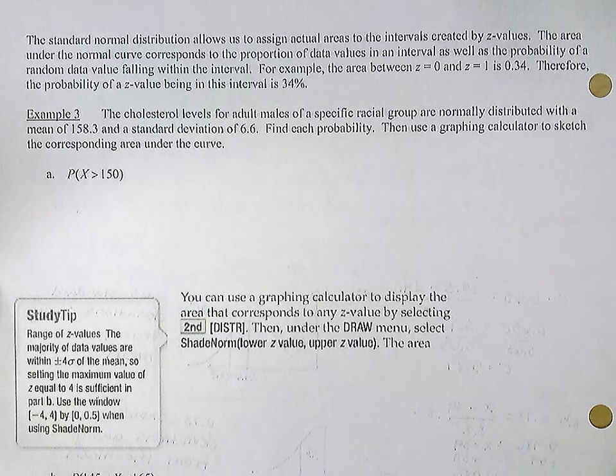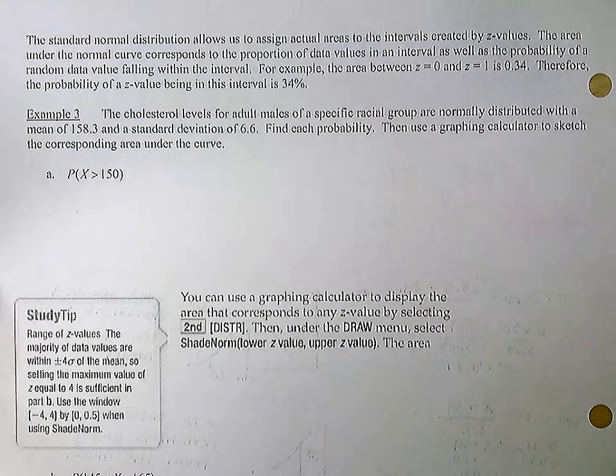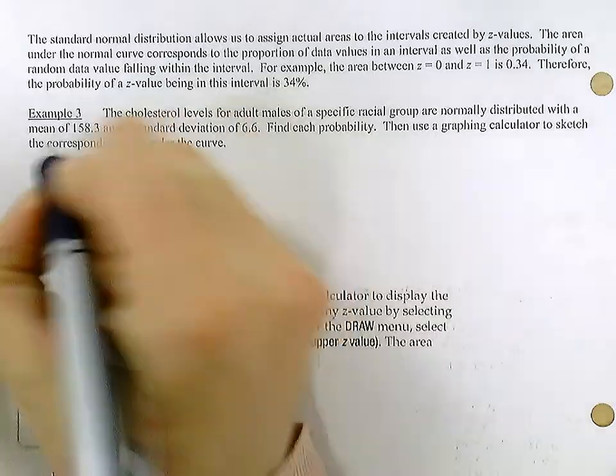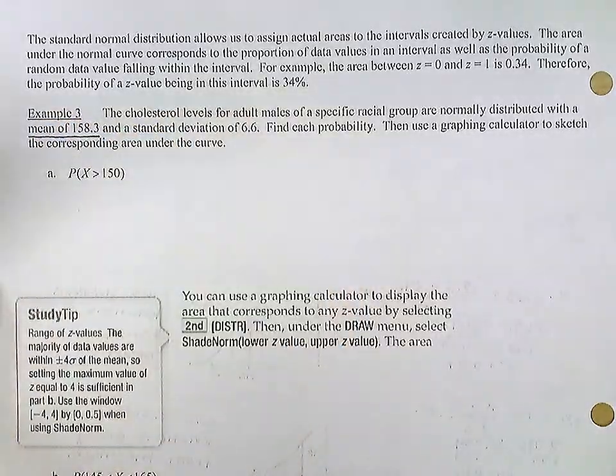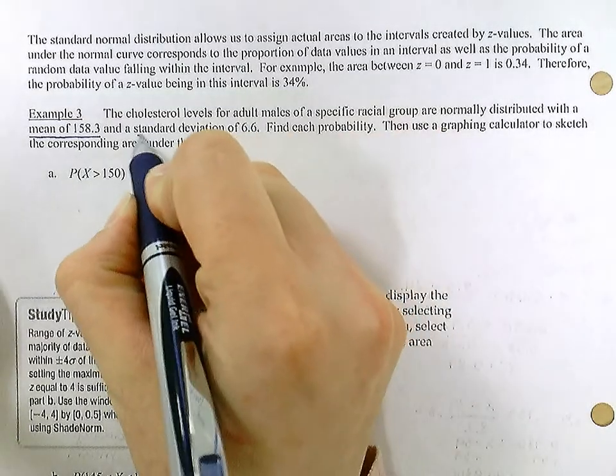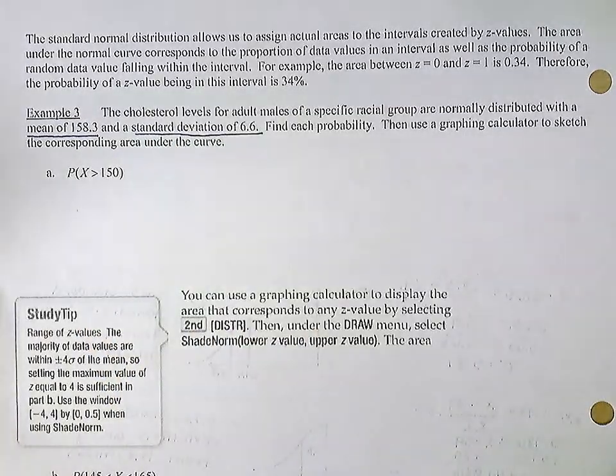So in example 3, the cholesterol levels for adult males for a specific racial group are normally distributed with a mean of 158.3 and a standard deviation of 6.6. I will need both the mean and standard deviation to do this. We want to find each probability, then using the graphing calculator, sketch the corresponding area under the curve. So we want to find the probability that our x values are greater than 150.